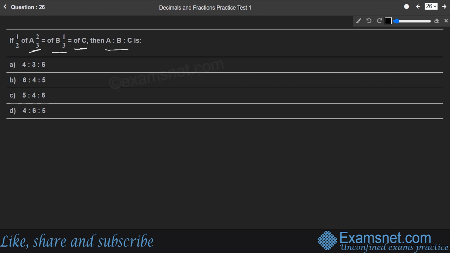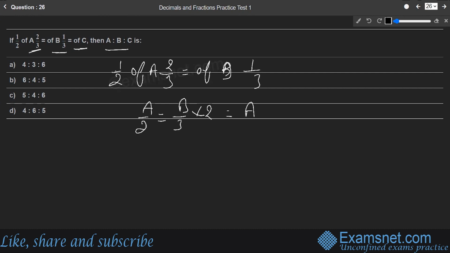So let us simplify the expression. He says 1 by 2 of A equals 2 by 3 of B. So we can easily write this as A by 2 is equal to B by 3 into 2, which gives A is equal to 4B by 3. This is the first condition that we have resolved, A as 4B by 3. What is our strategy? We are going to resolve all the numbers A, B, C in a single variable form and we'll be able to pick the ratio out of it.